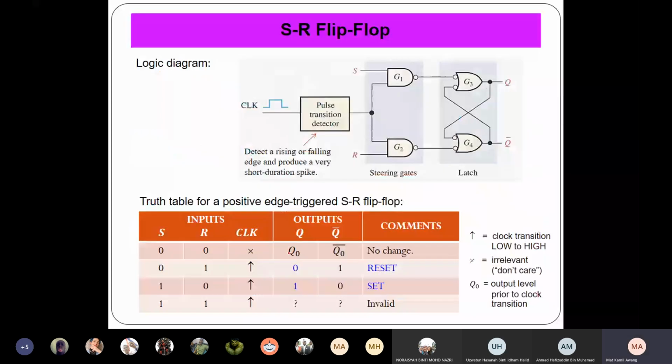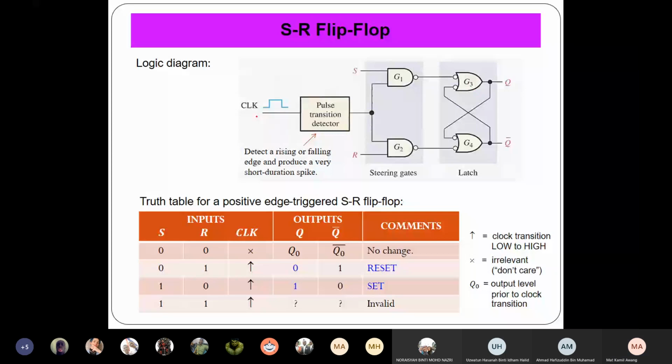Now we go to SR flip-flops. So this is the logic diagram of the SR flip-flop. This one looks very familiar, right? This is actually the latch, and this is the steering gates. So you have S and R, you have gate 1 and gate 2, and this is the SR latch.